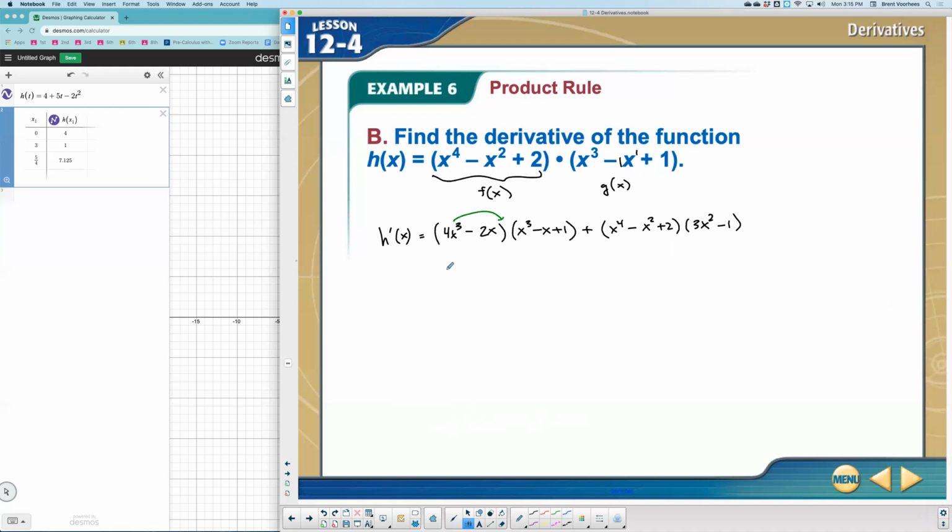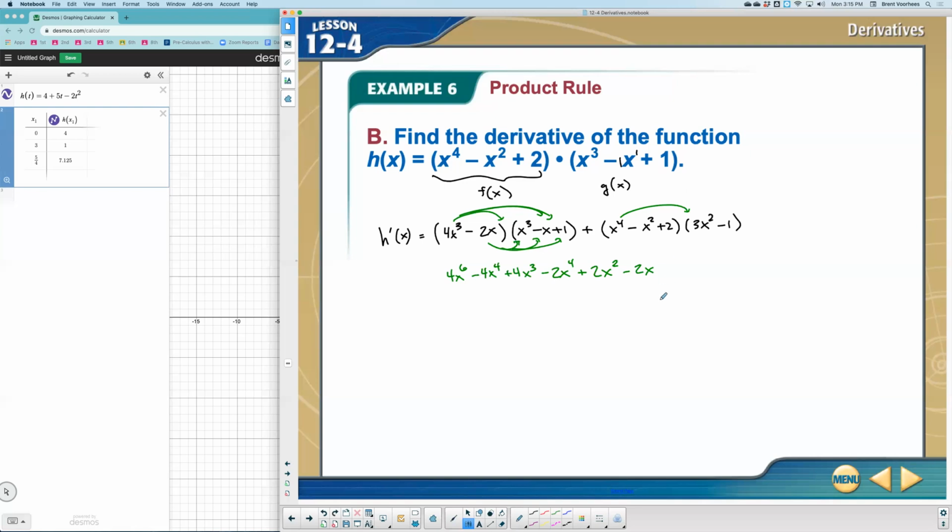So I have 4x cubed times x cubed is x to the 6th power. When you multiply variables, the powers add together like that. So 4x cubed times a negative x is negative 4x to the 4th power. And then I would also have 4x cubed. Here I have a negative 2x to the 4th. A negative times a negative is a positive 2x squared. And then a minus 2x.